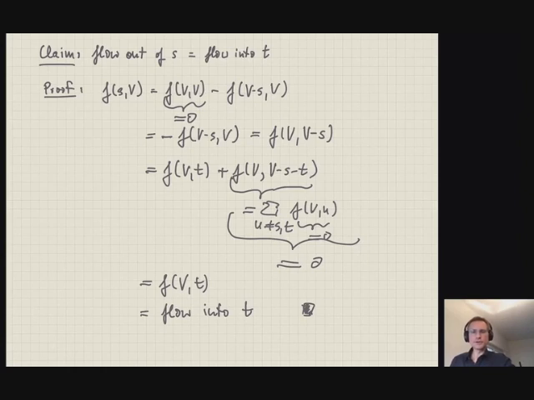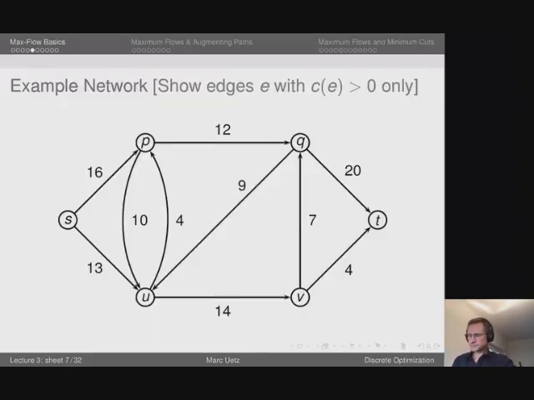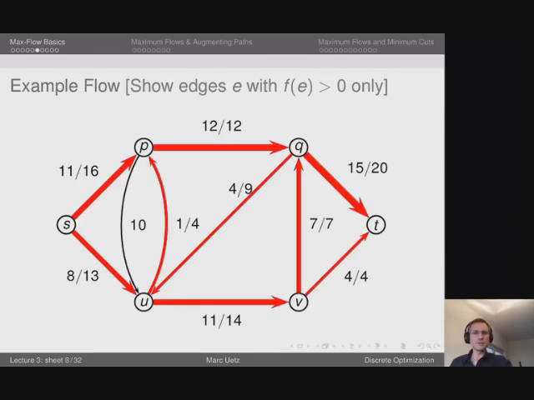All right, so let's have a brief look at an example. So here's a directed graph with 6 vertices, source vertex S, target vertex T as usual, and the numbers along the edges represent the capacities of the edges. So this would be a feasible flow for this particular network. Notice that the thickness of the edges corresponds with the flow value along that edge. So for example, here we are using 11 of the capacity 16. Here we are using the full capacity 12 of 12, and so on and so on.